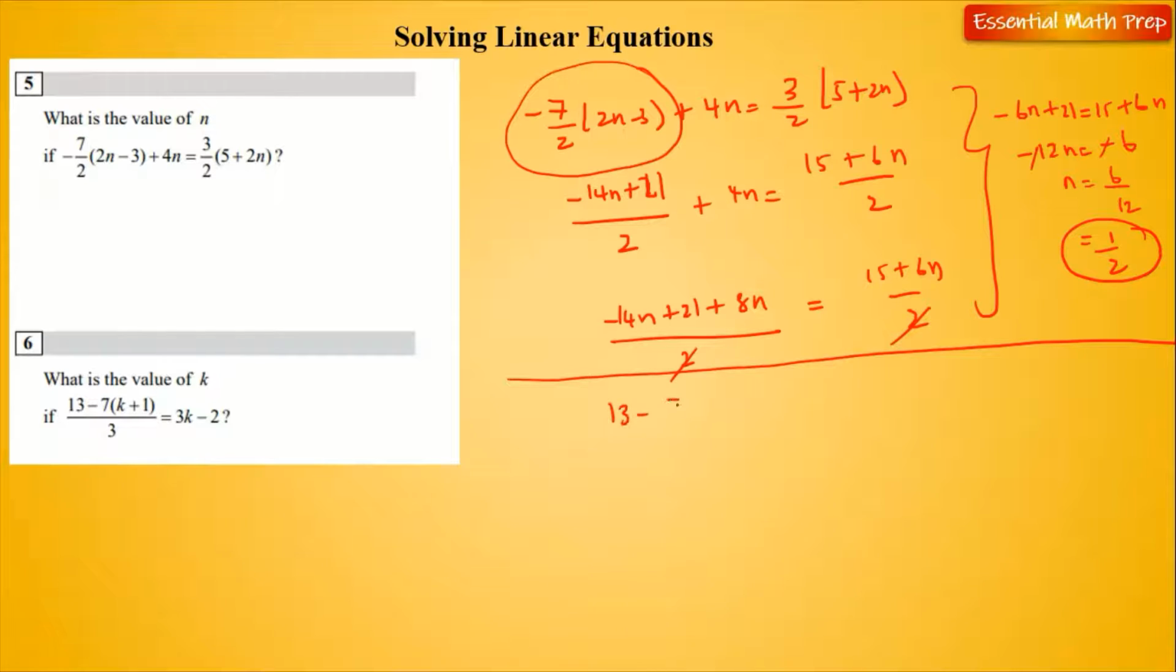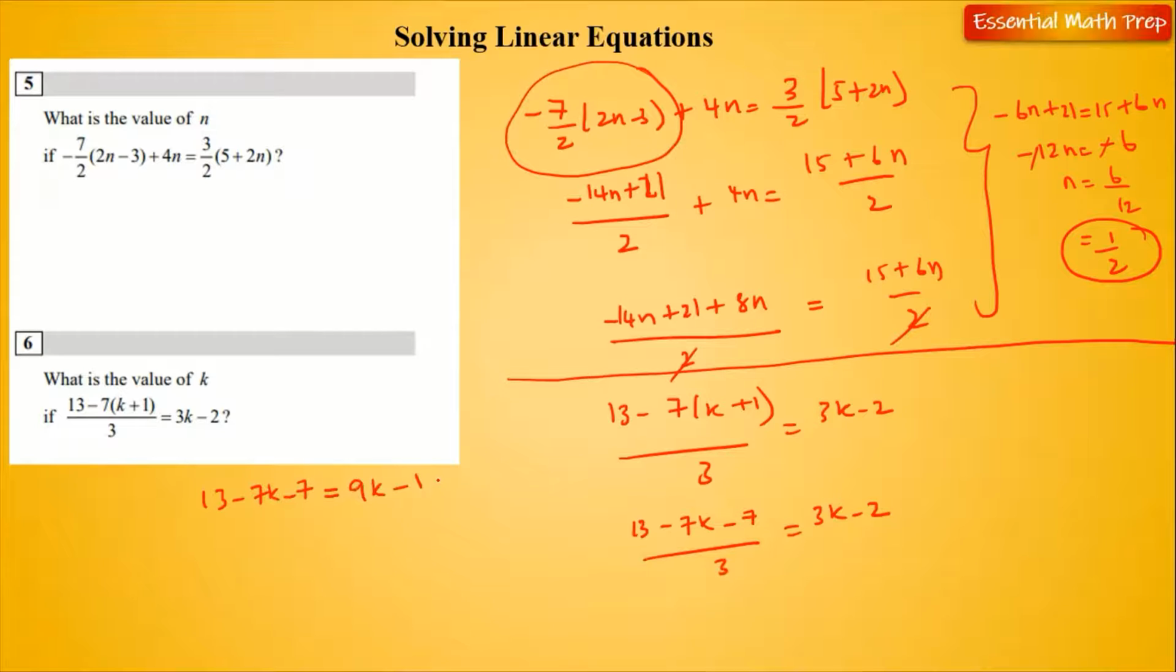You have 13 minus 7 times (k plus 1) over 3 equals 3k minus 2. Straight away, you can multiply by 3 on both sides. Before you do that, you can actually do this extra step: 7k minus 7 over 3 equals 3k minus 2. So it'll be 13 minus 7k minus 7 equals 9k minus 18. Sorry, 9k minus 6. I need to go to elementary school. I can't even multiply.